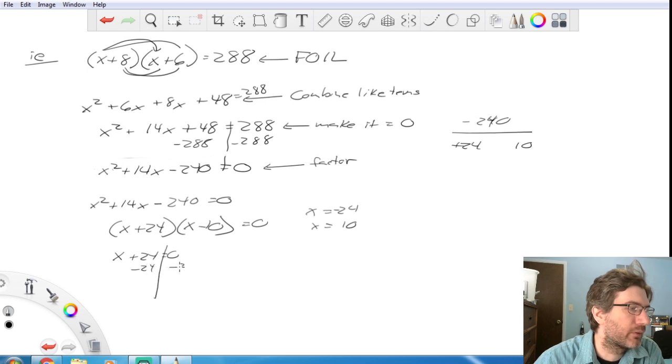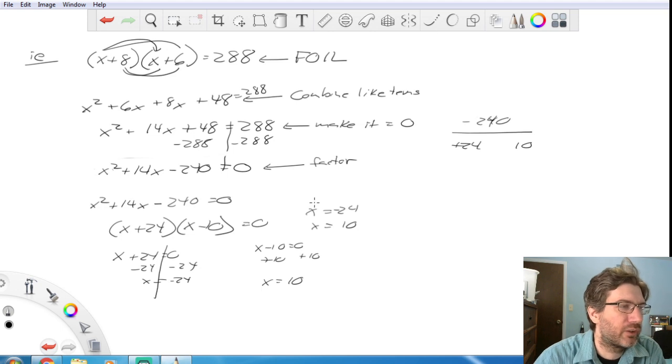Subtract 24 from that side, subtract 24. Hey, there's your negative 24. And over here, x minus 10 equals 0. Add 10 to this side, plus 10 to this side, x equals 10. And there's your 10. So that's going through all of it. I know it's quite a lot of steps to do that.